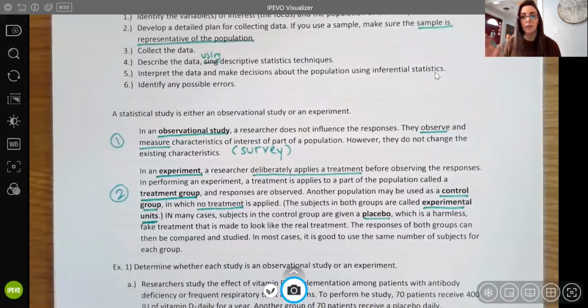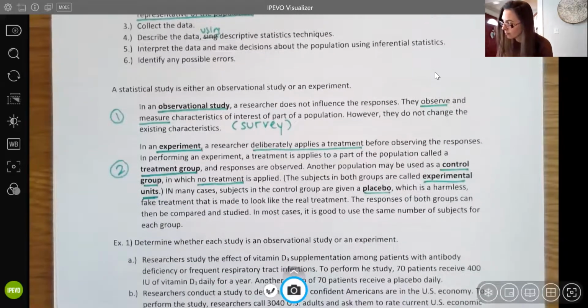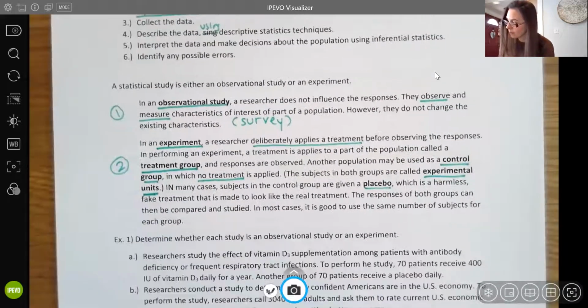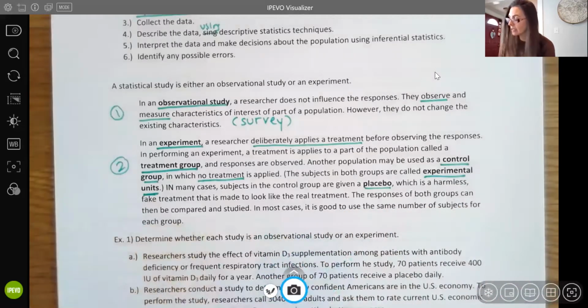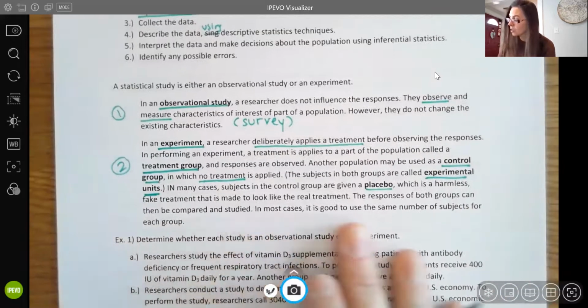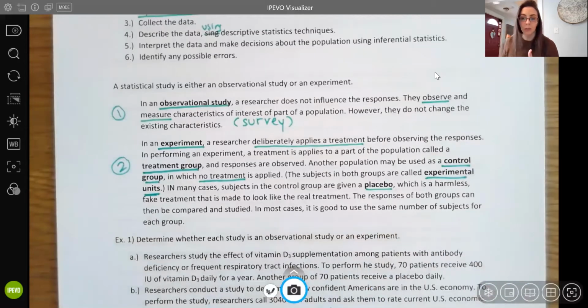So a lot of times we'll give a placebo, not always, but a placebo to one group so that the group may not know if they're actually getting the new drug or not. Okay. And then the responses of both groups can be compared and studied. In most cases, it's good to use the same number of subjects for each group, right? Ideally.